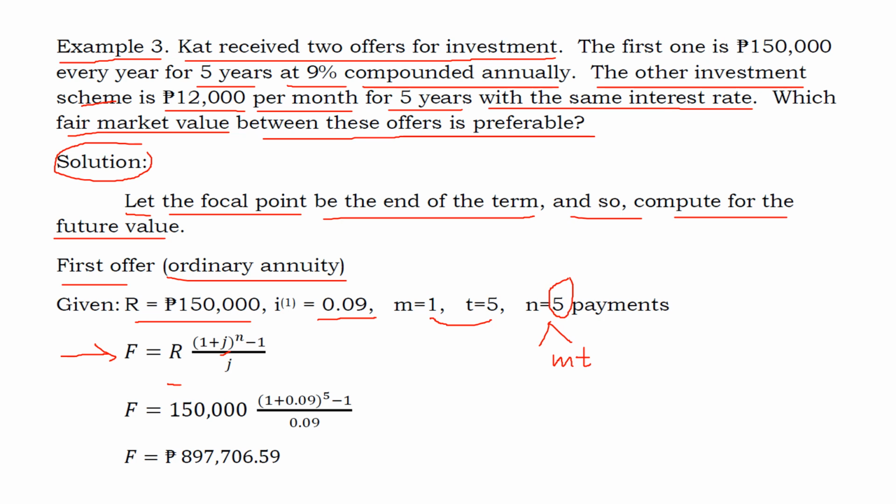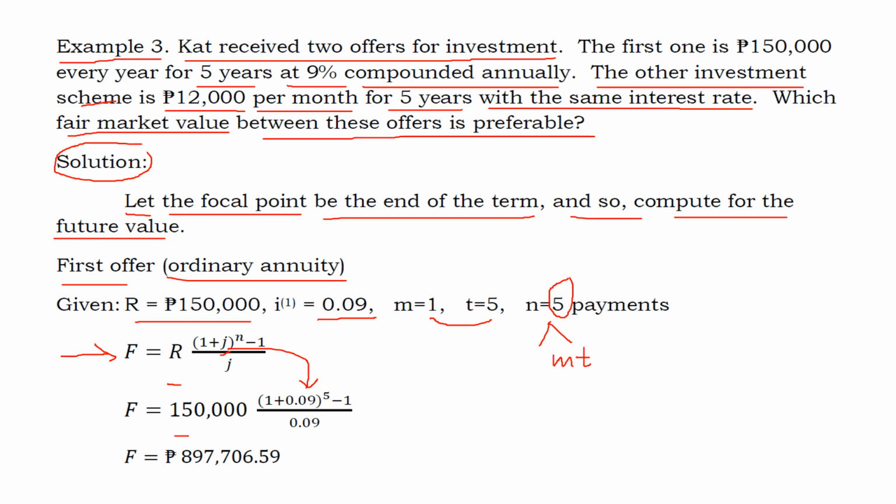We directly adopt 0.09 as the value of j because it is compounded annually. So we don't need to divide it by 4, and we don't need to divide it by 2. Whatever the given is, we simply substitute it directly as the value of j, which is 0.09 because it is compounded annually.